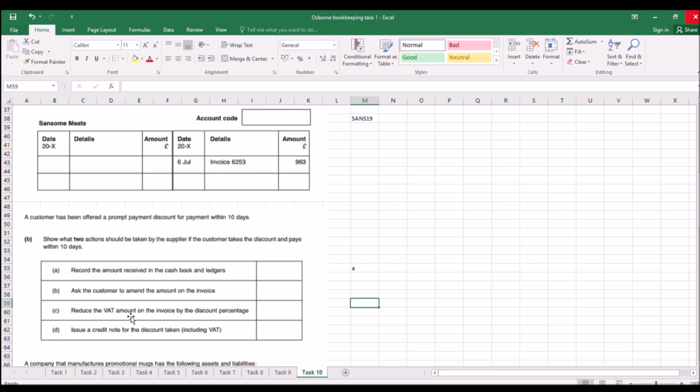Now, reduce the VAT amount on the invoice by the discount percentage. No, again, most definitely not. You don't touch the invoice. We've already had that statement in B. Issue a credit note. So here, yeah, that's correct. We issue a credit note.